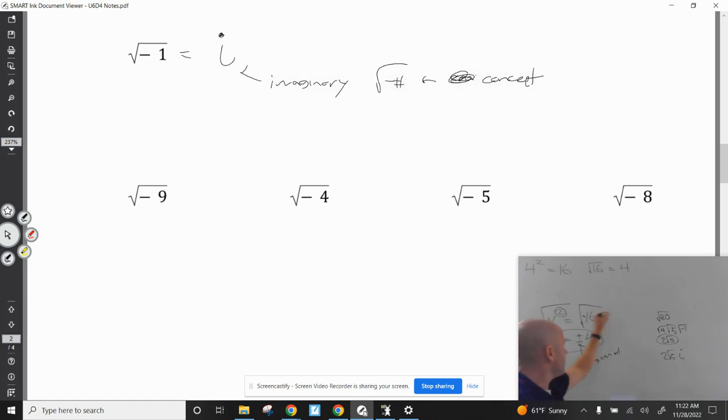The square root of 16 is 4, but really, this is the square root of 16 times the square root of negative 1, which will be 4i. And the square root of negative 1 we're going to call i, imaginary. It's like the simplest imaginary number.